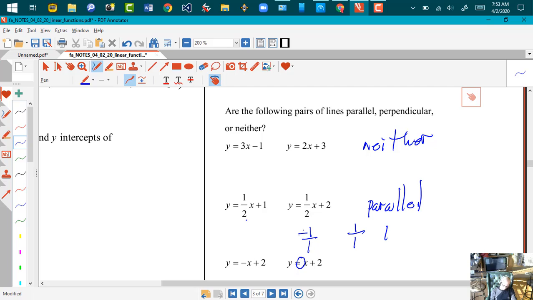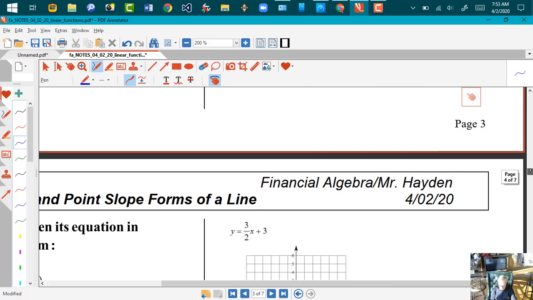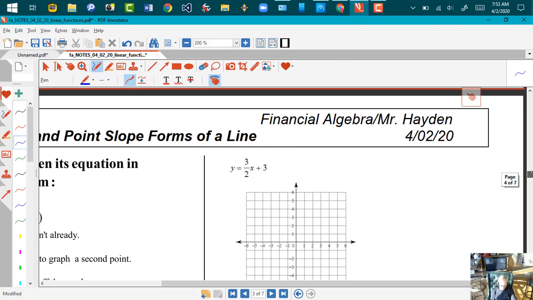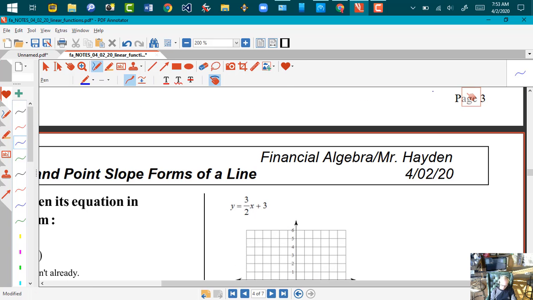And one important thing is, if there is no coefficient in front of x, it really means the coefficient is 1, so it will have a slope of 1. Or if it's just a minus sign, the equation will have a slope of -1. All right, so let's see where we are here.